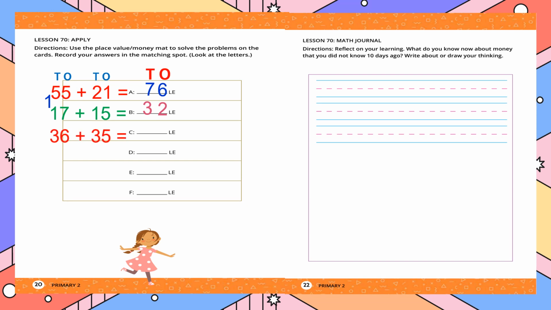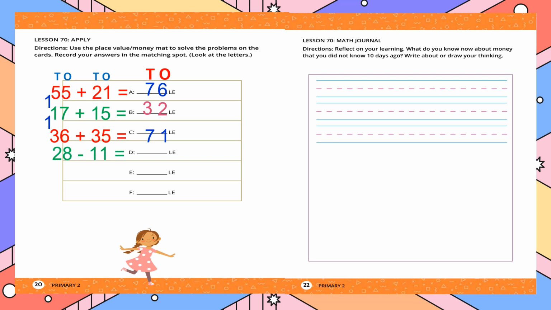Next one, 36 plus 35. We start with ones. 6 plus 5, after 6, 7, 8, 9, 10, 11. Can we put all 11 in ones place? No, we put only 1 and carry up 1 in tens. 1 plus 3 equals 4. 4 plus 3, after 4, 5, 6, 7. 71 LE.